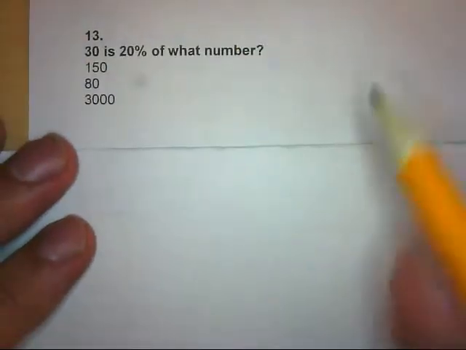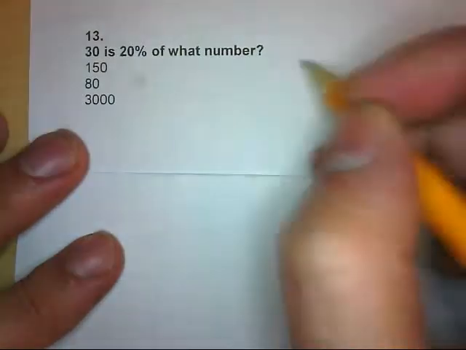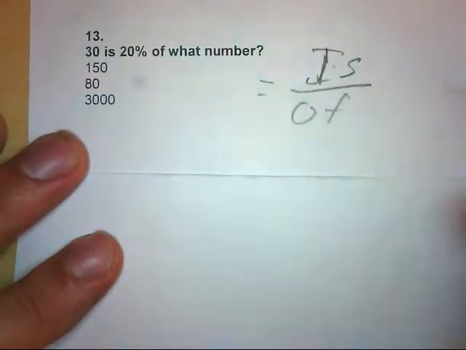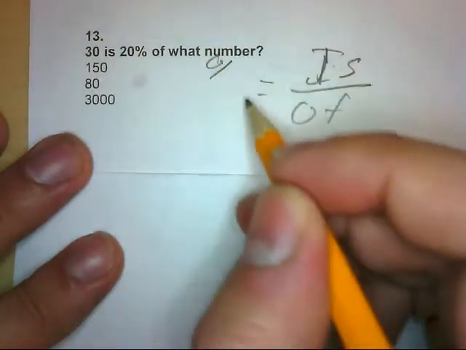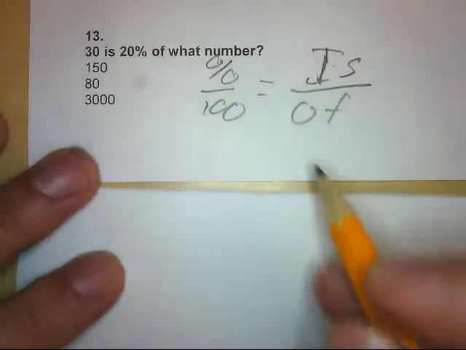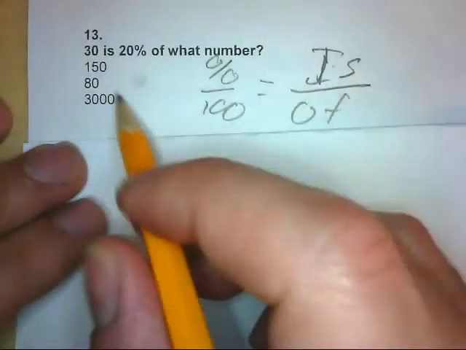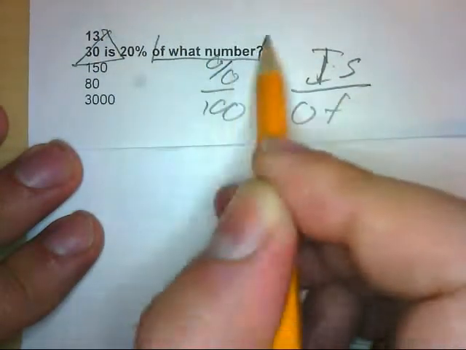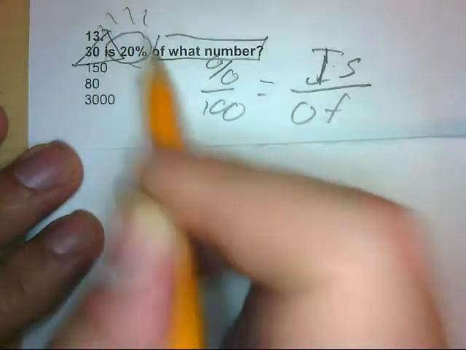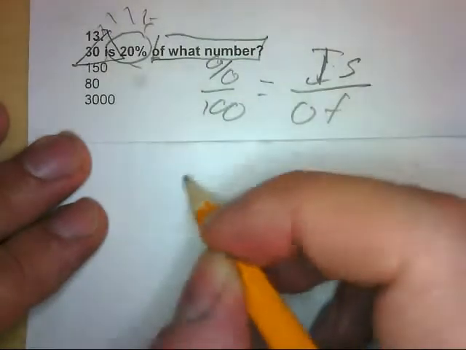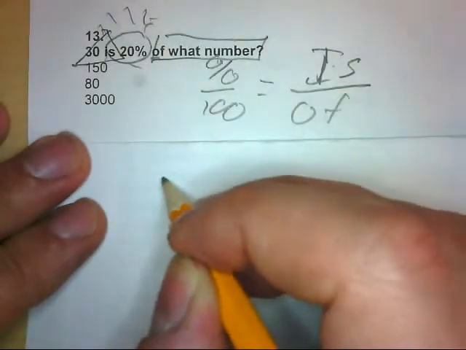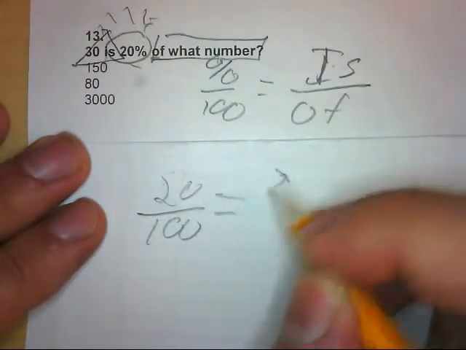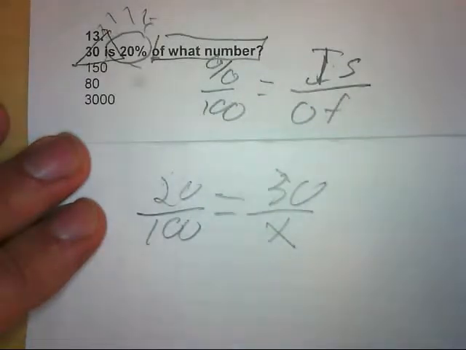30% of 20% is what? Remember, we do is over of, and that is equal to percent over 100. So when we write that out, we are going to have is of what number? You guys remember. So 30 percent is goes on top. What number?